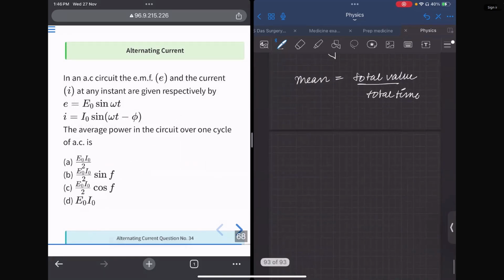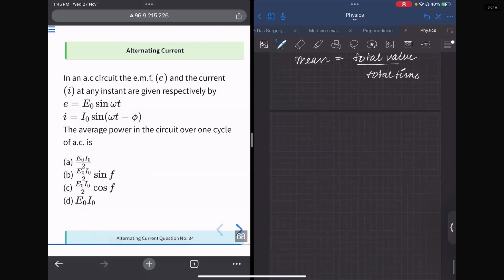Moving on to the next question, we have question number 34. We have an AC circuit in which EMF and current at any instant are given by E is equal to E naught sine omega t and I is equal to I naught sine omega t minus 5. So it is minus 5.